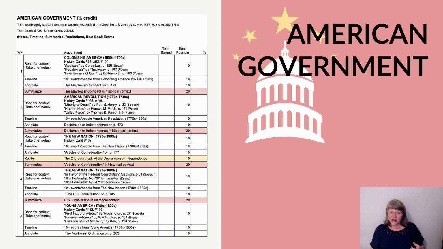So the reading for context and taking notes on those things, the timeline and the annotation, those each earn 10 points. And then the summary of that particular time period and document earn 20. We will also have recitations, which can earn points. And then at the end of the semester, we talked about that Blue Book exam. So part of that Blue Book exam will be a speech that you will give. And the other part of it will be a test on the U.S. Constitution and American government. And just so you know, that is a requirement for Illinois State, is that students must pass the U.S. Constitution test.